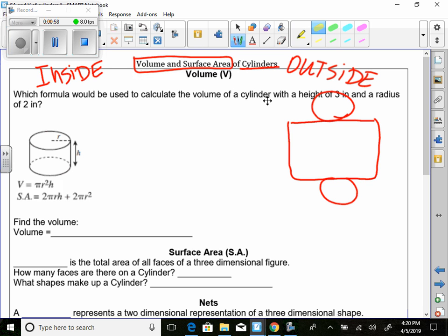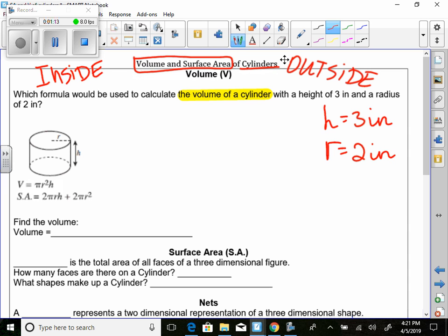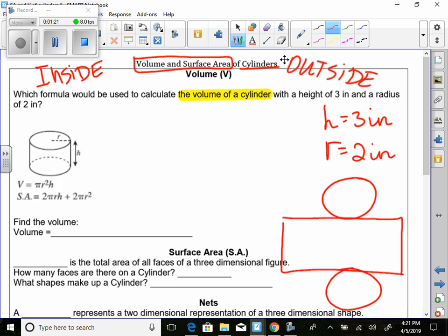So we're going to find the volume of a cylinder, and our cylinder has a height of 3 inches. So let's write that down. Height is 3 inches, and the radius is 2 inches. Let me unfold my cylinder really quick and we can label these parts one more time. The height of a cylinder is how tall the cylinder is. It's h, which is 3 in our case.